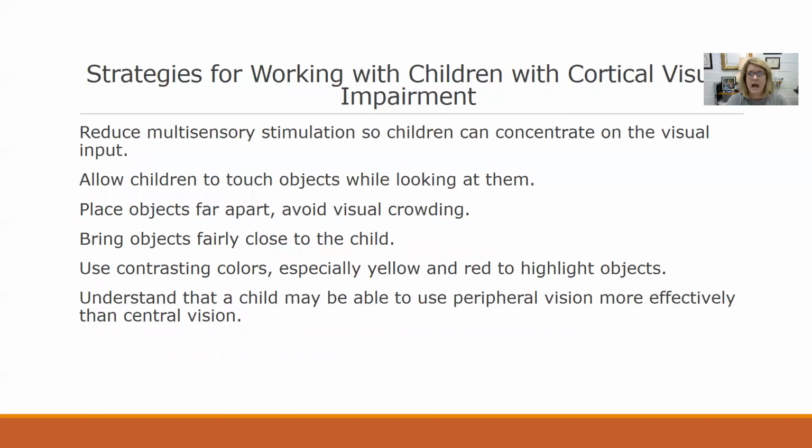Okay. For cortical visual impairment, remember this is the neurological disorder. You may allow children to touch the objects while they're looking at them, and place the objects far apart, which prevents visual crowding. Bring objects up closer to the child and use contrasting colors. Those are some of the strategies that work very well with children with cortical visual impairment.